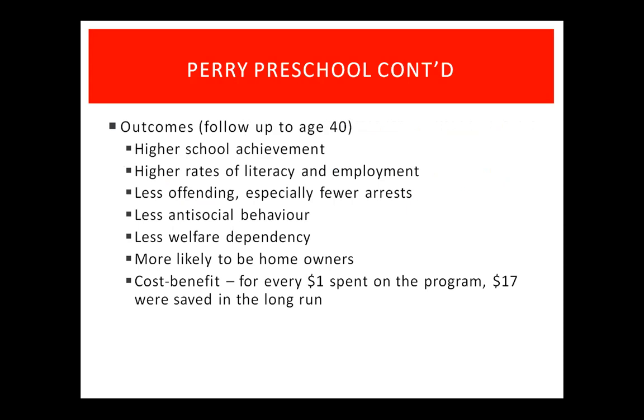And what did they find? Well, the young kids that got the intervention had higher school achievement, higher rates of literacy and employment, less offending, less antisocial behaviour, and less welfare dependency. So they were more likely to be homeowners, and there was a big cost benefit. So if you ask any government why they don't implement some of these programs in our communities here where children are very disadvantaged, they'll just say they can't afford it. But the money is saved in the long run because we're spending less money on people getting into the criminal justice system. So we're saving a lot of money in the long run.